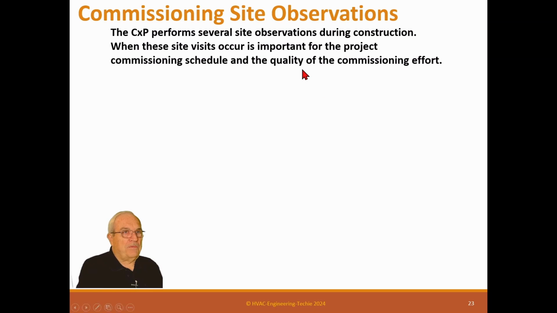So the CP performs several site observations during construction. When these site visits occur, it is important for the project commissioning schedule and the quality of the commissioning effort. So everybody needs to know about when you're going to be there. And then there should be some way of communicating when you're going to be there, because a lot of contractors like to walk with you, so they can tell right away, or to defend themselves if they have to. But normally, they like to walk with you so they know ahead of time. They don't have to wait for an issue log. They know exactly what's going on.